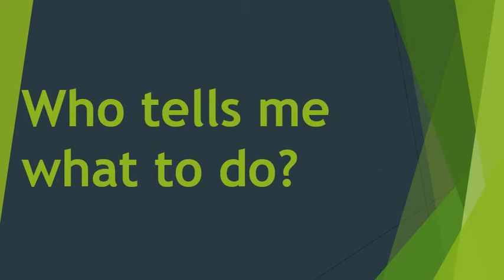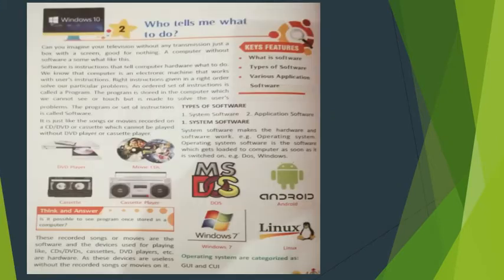In this class, we are starting a new chapter, and the name of this chapter is Who Tells Me What to Do? In this chapter, we are going to discuss a very important aspect and component of our computer system. It is hardware and software. Here we will be discussing software, but I'm giving you a precise idea about what is hardware.